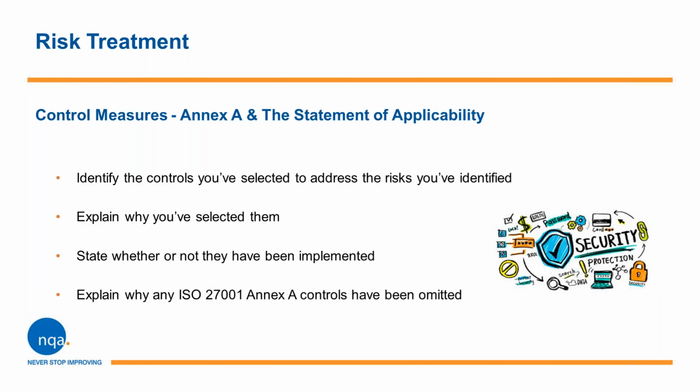Now, having selected your controls, you need to produce a statement of applicability, or SOA, as it's shortened to. This is one of the most important 27001 documents. It should identify the controls you've selected to address the risks you've identified, explain why you've selected those controls, and state whether or not they are currently implemented. And you should also explain why any 27001 Annex A controls have been omitted.